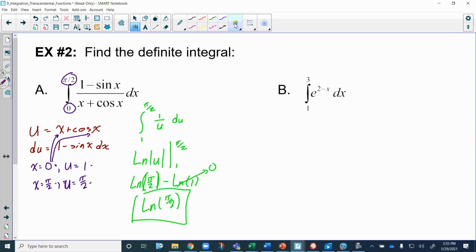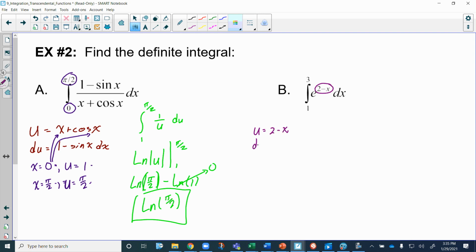So moving on to example B here. Again, in this case, when I'm looking at this one, the only real candidate that I have for my u value is going to be the exponent of the e term. So u in this case looks like it's going to be 2 minus x.